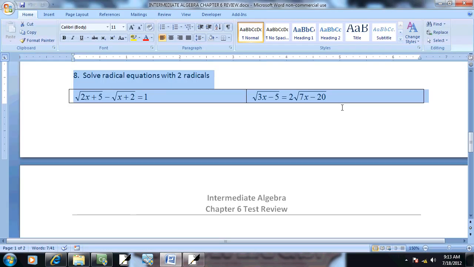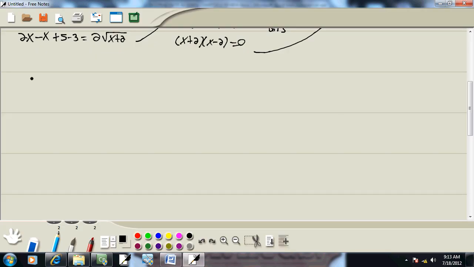Let's take a look at our second example. We got square root of 3x minus 5 equals 2 square root of 7x minus 20. Step 1, get a radical by itself. Well, this radical is by itself, so that's done. Step 2, raise both sides to a power equal to the index. We'll square both sides. Like this.